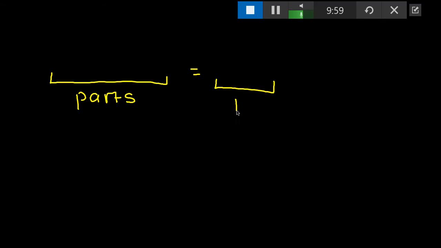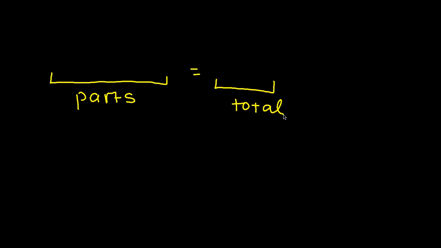All right, so we should have something that says that my parts is equal to my total. The parts here are the $5 I'm paying for shoe rental and the $3 I'm paying for each game. And the total is whatever my total cost is.